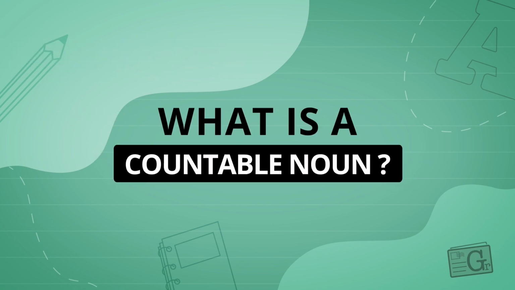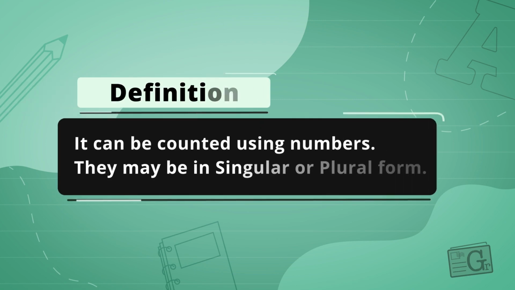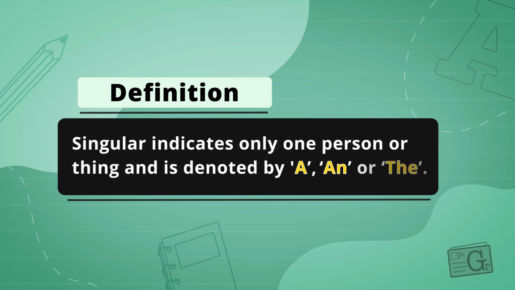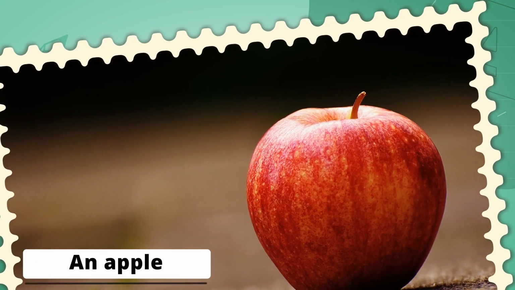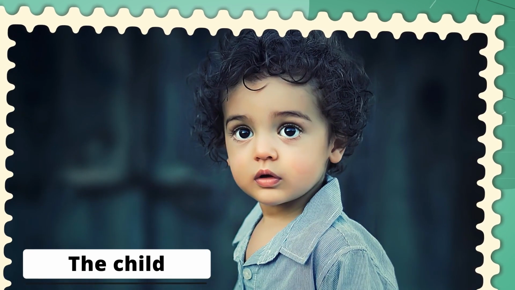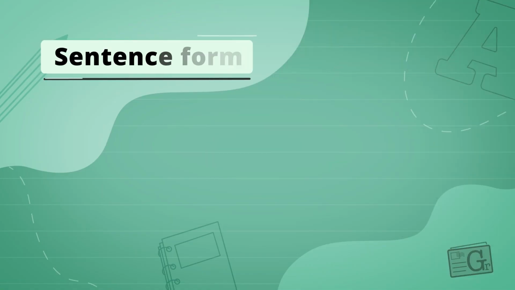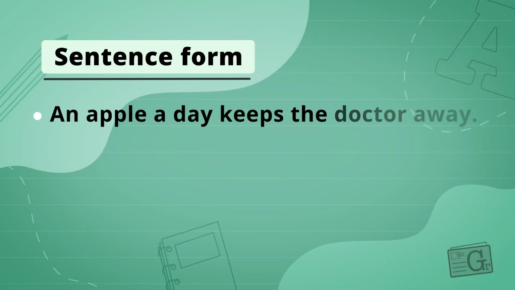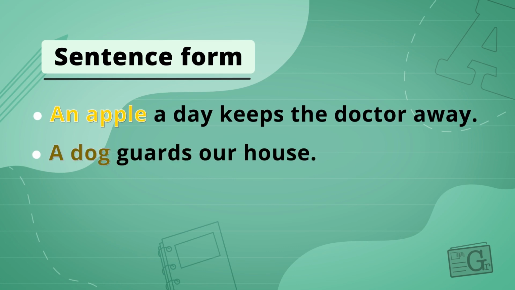Next, what is a countable noun? It can be counted using numbers, and they may be in the singular or plural form. Singular indicates only one person or thing, and the singular nouns are denoted by a, an, or the. For example, an apple, a dog, the child, etc. And in the sentence form: An apple a day keeps the doctor away. A dog guards our house.